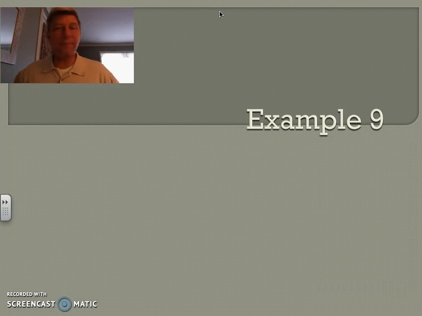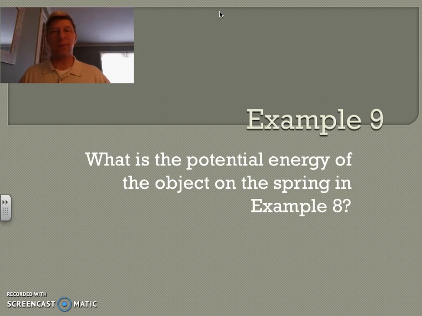This brings us to example number 9. We're going to use the same set of data that we used in example number 8, but this time we're going to ask, what is the potential energy of the object on the spring in example 8? Now, by this, I mean the elastic potential energy, not the gravitational potential energy, because we don't know how high above the ground this spring is suspended. So just the elastic potential energy here. So what is the potential energy of the object on the spring in example number 8?